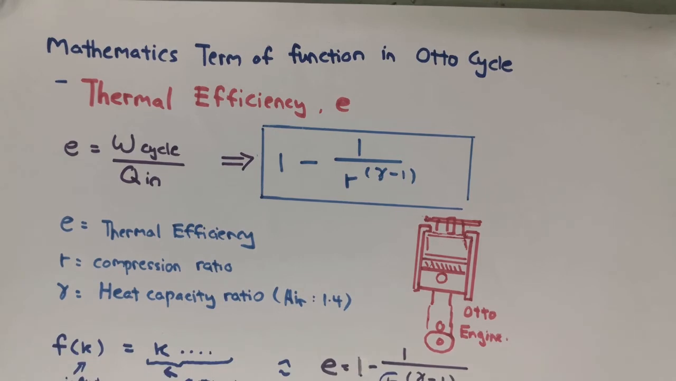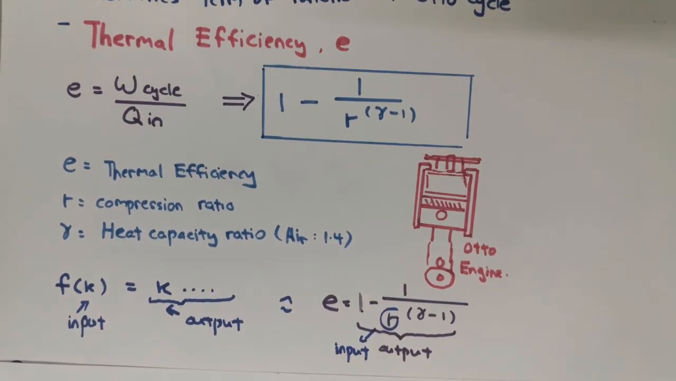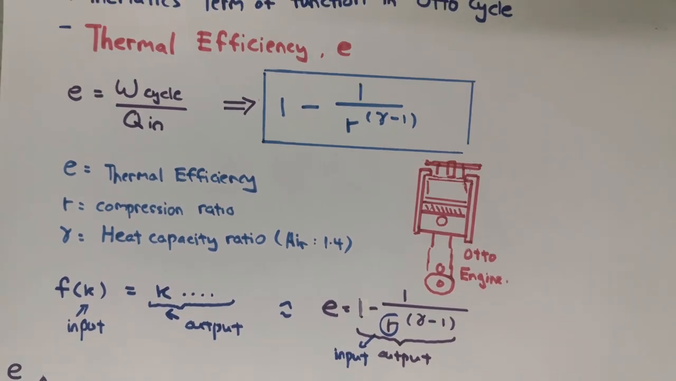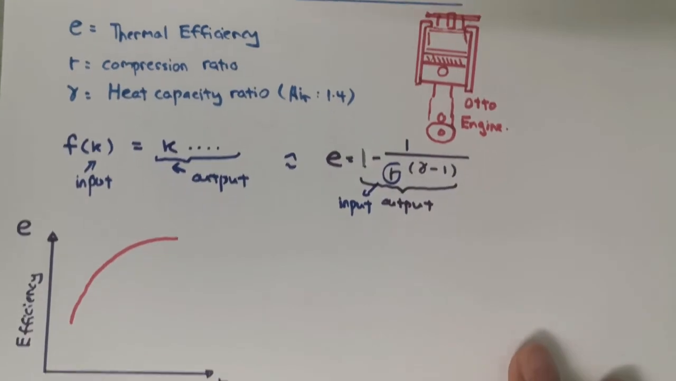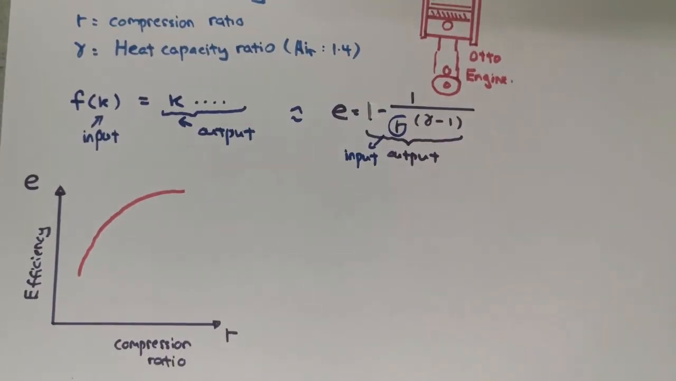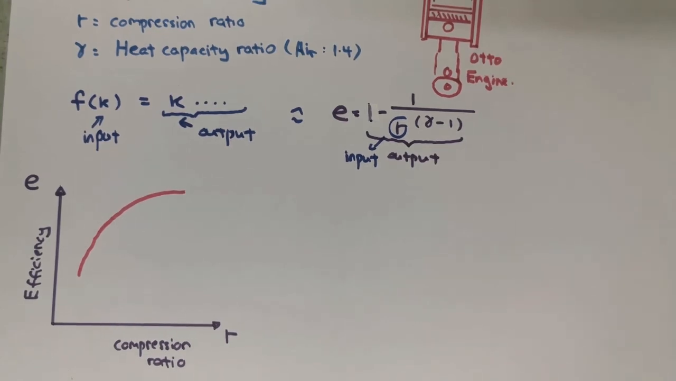So let's move on. For the function, they will always have an input and they will always have an output. So we can see the formula of the efficiency. The input will be the compression ratio, while the output will be the efficiency. So I will show you the relationship between the efficiency and also the compression ratio. So when the compression ratio increases, the efficiency will also increase. So here is the graph for the relationship between E and R. So I think that is all about the mathematical terms of function in Otto cycle.